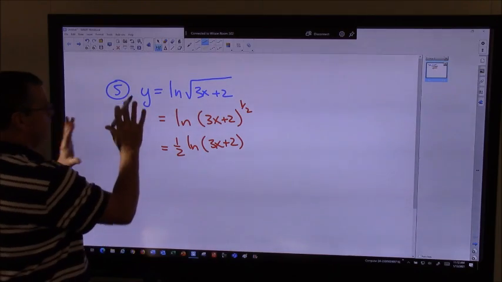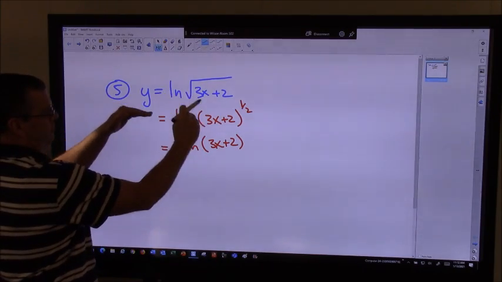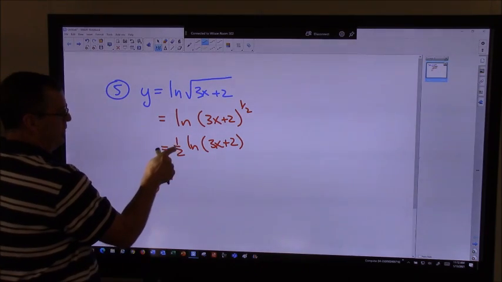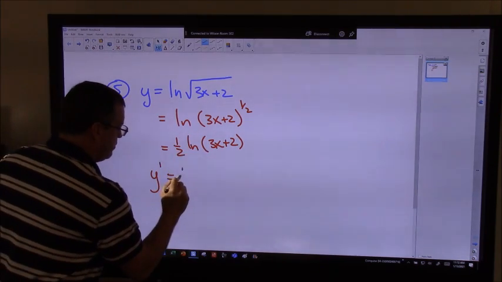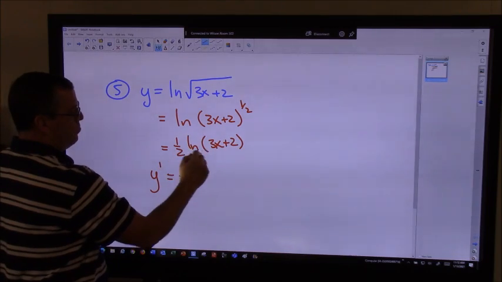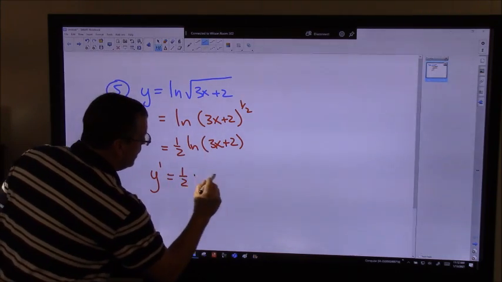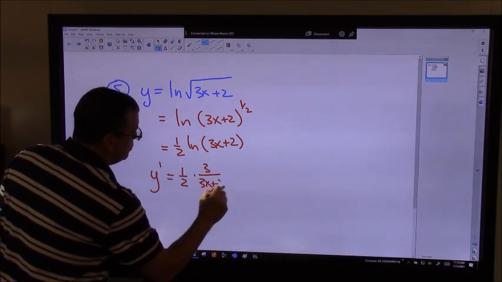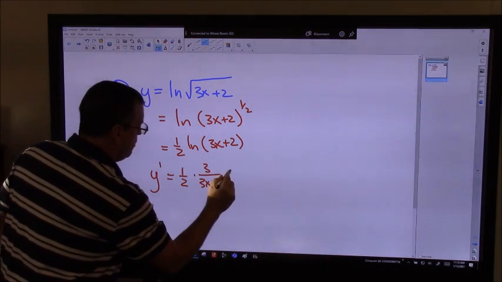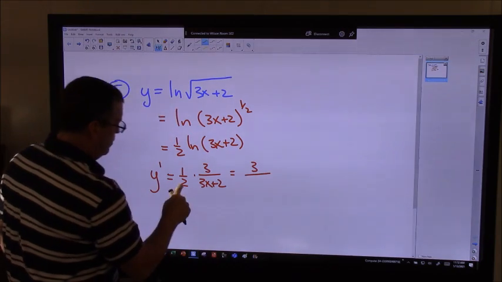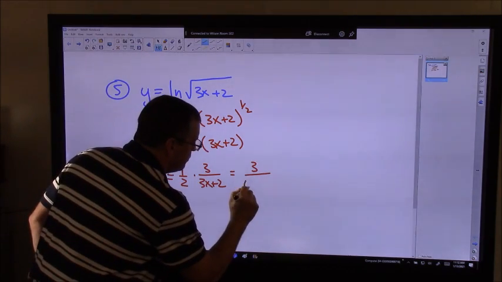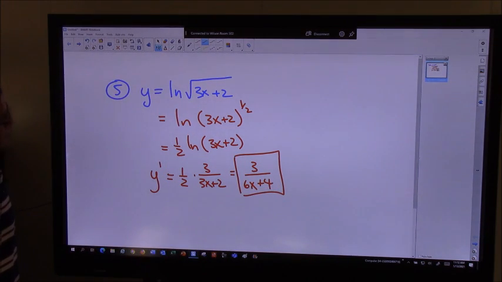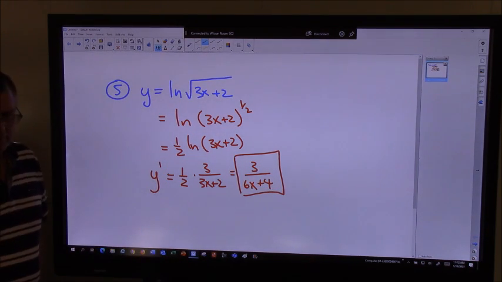Right? So I haven't done the derivative yet. All I've done is just rewrite the original function in a different way. Now we're saying that the derivative of a constant times a function is just that constant, and then here I need to do u prime over u. So times, the derivative of this would be 3, and then 3x plus 2. And so if I multiply those, I'm going to get 3 over 6x plus 4. There's my answer. All right, let's try one more.